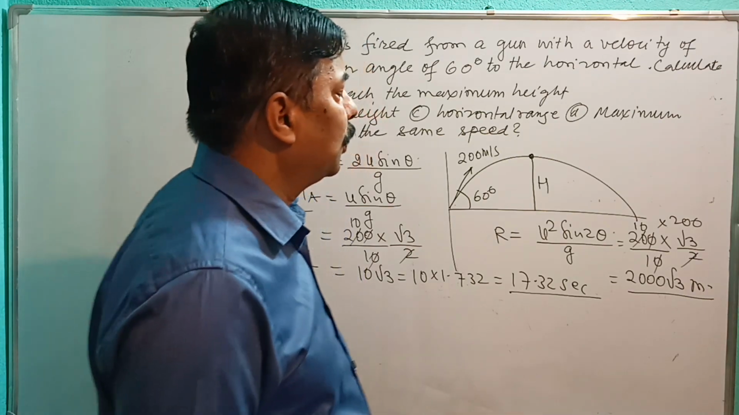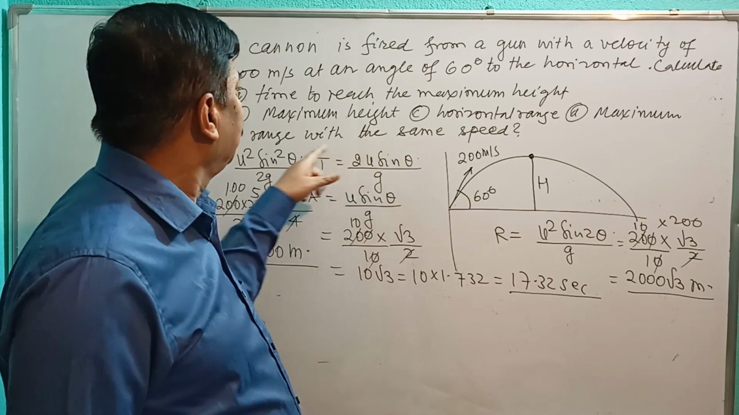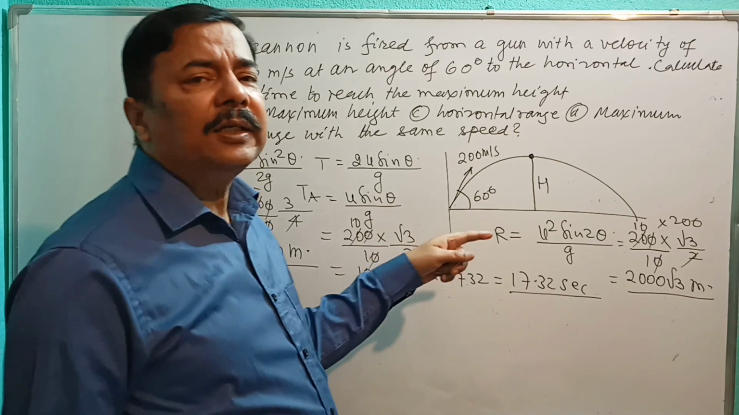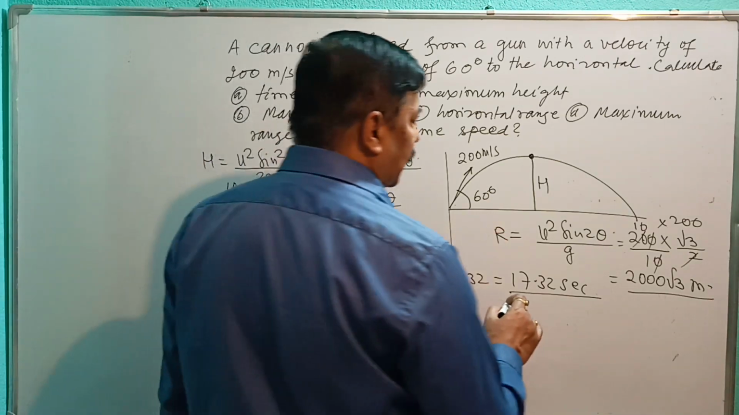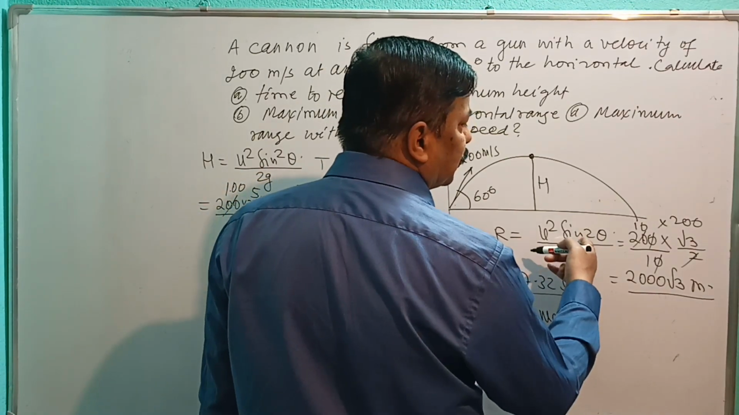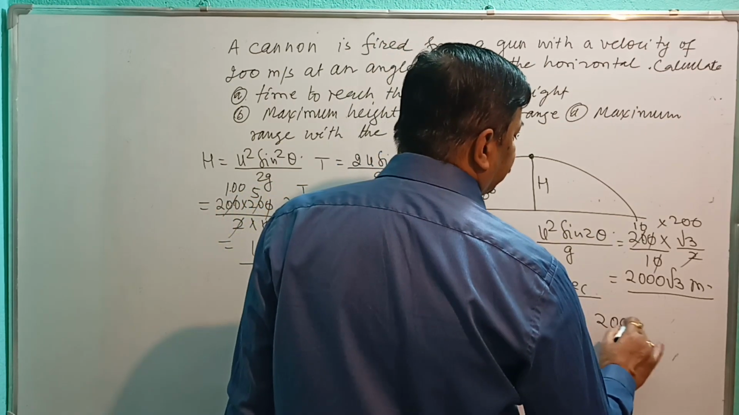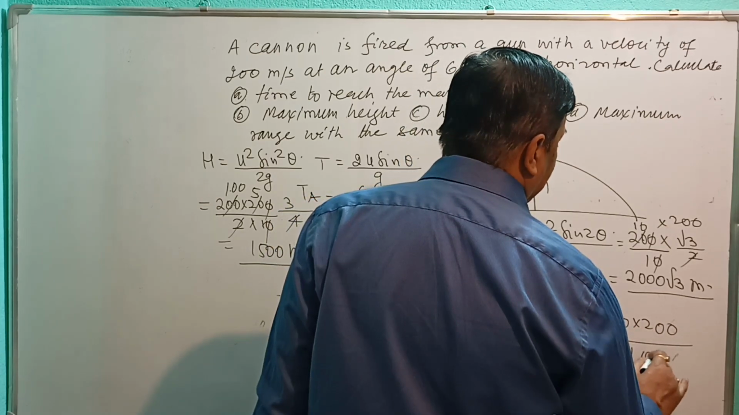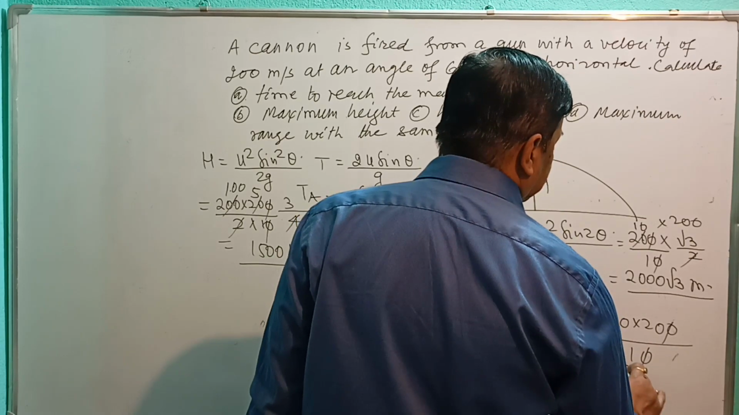Now the next part is the maximum range with the same speed. Now, for maximum range, you know that theta is 45 degrees. So if you take that, then R max should be, since this is 45, this value is 1. So u square, that is 200 into 200 by g, that is 10. So what you are getting? 4000.